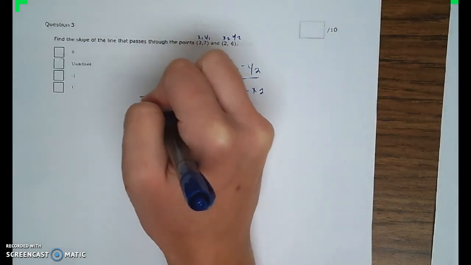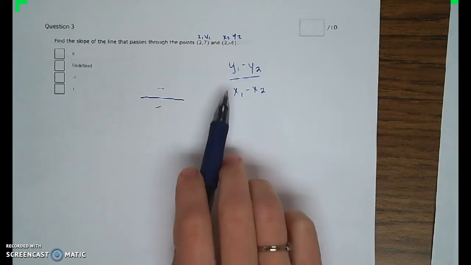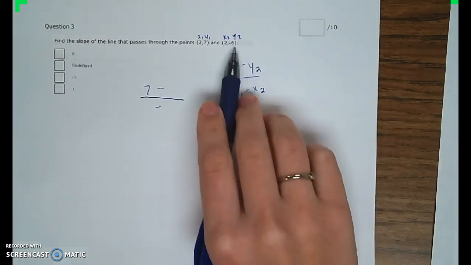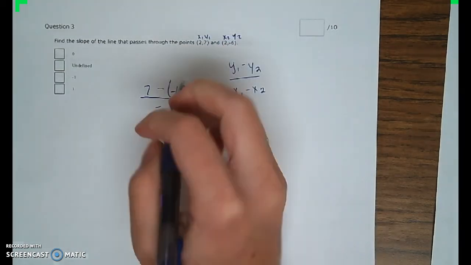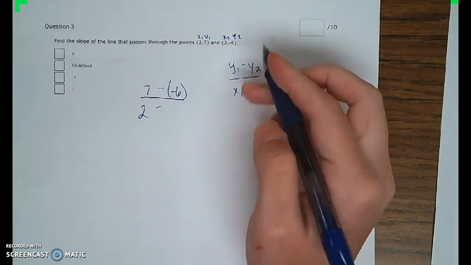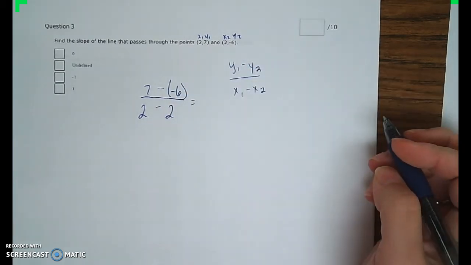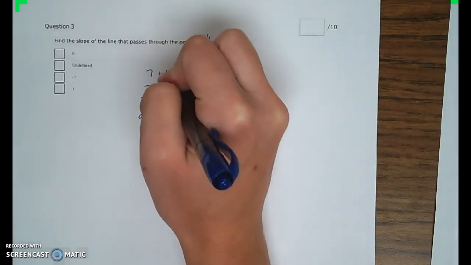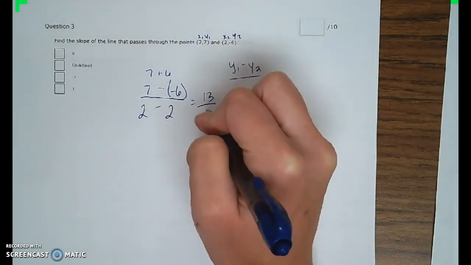So I always start off with my line and my minus signs, and then I find my numbers. So y1 is going to be 7, and then y2 is going to be negative 6. Then I have x1, which is 2, and then x2, which is also 2. So when I go ahead and solve this, I have 7 minus negative 6, which is the same as 7 plus 6. So that's going to give me 13. And then 2 minus 2 gives me 0.